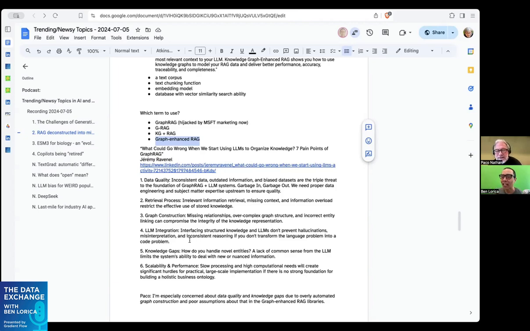I did like that there have been increasingly more articles illustrating where the pain points are in this. I picked out one by Jeremy Ravenel, especially concerned with what we're seeing in GraphRAG. I wrote something like this a while back, actually. Yeah, that's good. It's good that people are going back.